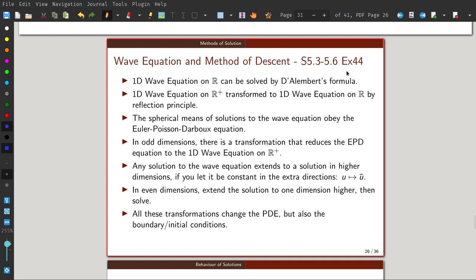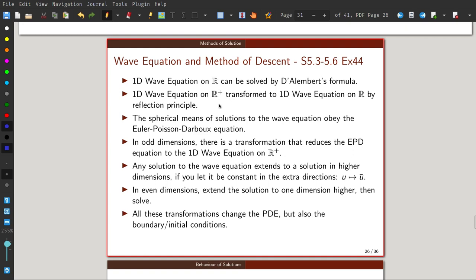If you see from Exercise 44, where we actually go through this, these transformations that you apply at each step don't only change the partial differential equation, they also change the initial and boundary conditions. This is needed because when you start here in even dimensions, change to odd dimensions, change to the Euler-Poisson-Darboux equation, change to the one-dimensional wave equation on the half line, to write down the solution to the equation on the half line, you need to know the boundary conditions, so you need to transform the boundary conditions at every step as well.